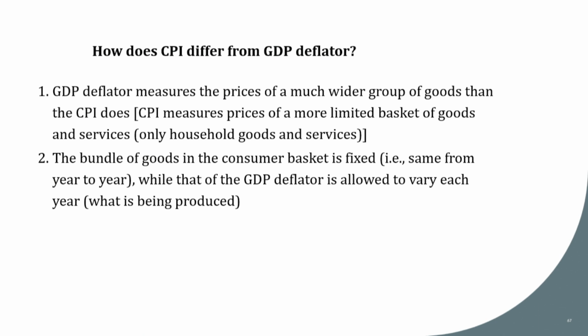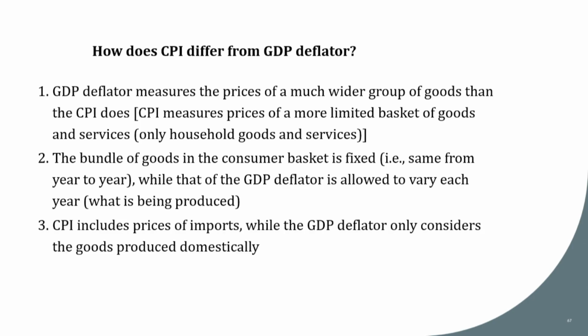Second, the bundle of goods in the consumer basket is fixed, the same from year to year, while that of the GDP deflator is allowed to vary each year, because what is being produced changes compared to the previous year. Suppose this year we produce more new goods and services; all of that will be reflected in the GDP deflator. But the consumer basket is already defined in advance, and that will be followed year after year.